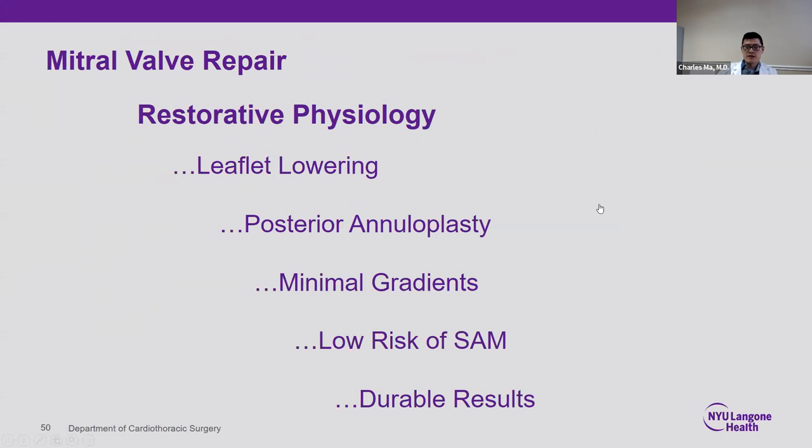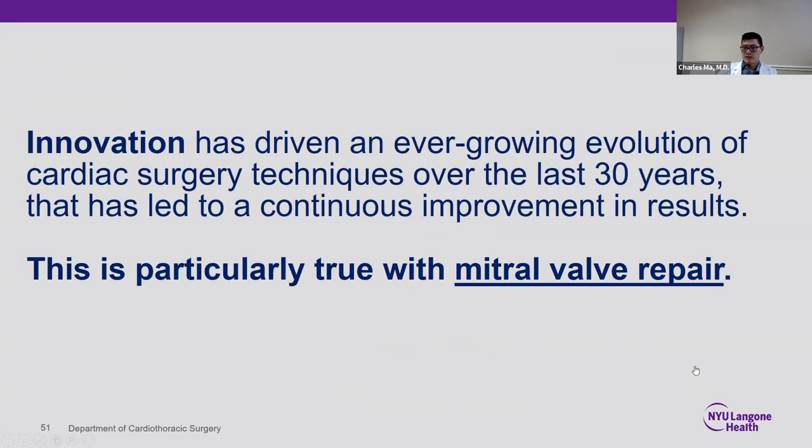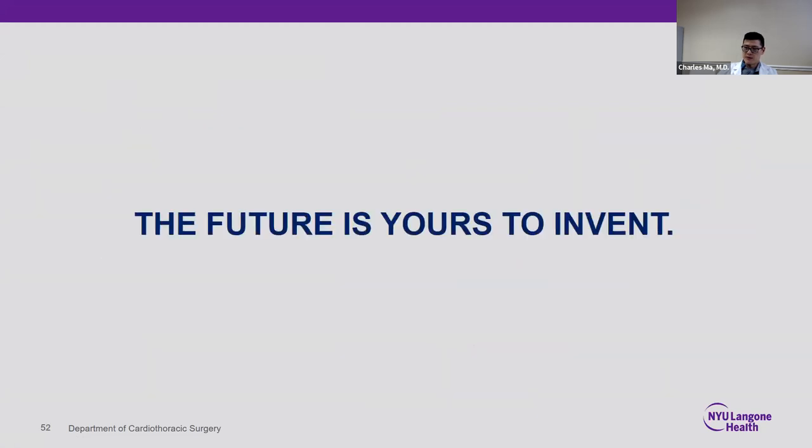So in summary, the concept of mitral valve repair, we've evolved to a restorative physiology. We want to get the leaflet heights to be optimal to reduce the gradients and lower the risk of SAM, or systolic anterior motion, using a posterior annular plasty that will lead to durable results. And I think the history and story of mitral valve repair and how we got to today is really a story of innovation and adopting new technology and techniques to really improve our outcomes. And I think the future is very bright for this field, and it's really ours to invent. So thank you. I think at this time, I'll invite questions.